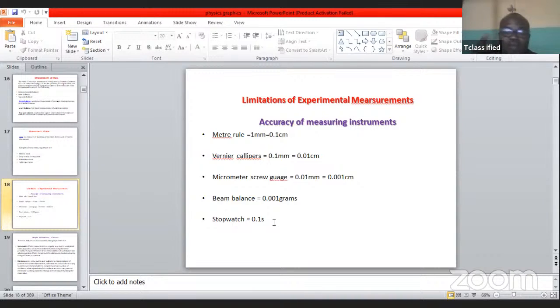So I want you to grab some things. The first is the degrees of accuracy of the measuring instruments. The second is the three most basic fundamental units. What are they? Length, mass, and what?